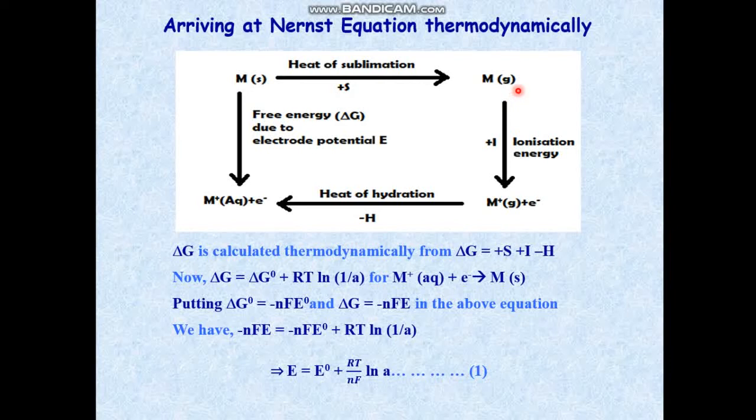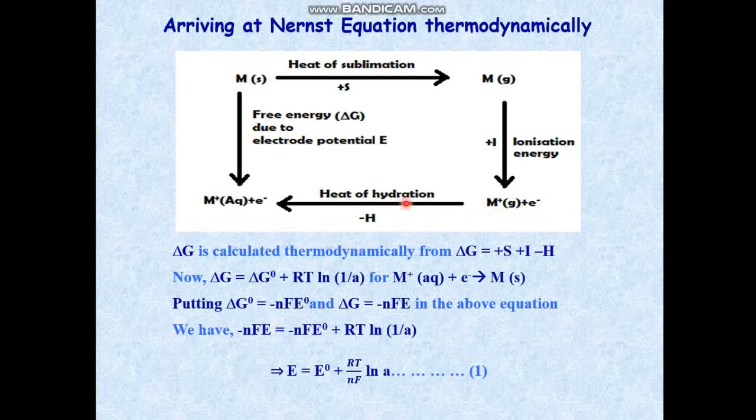Next, this metal gas releases 1 electron. This phenomenon is known as ionization potential or ionization energy. So from metal gas to metal cation, the energy required is known as the ionization energy. Finally, this ion has to be aquated.